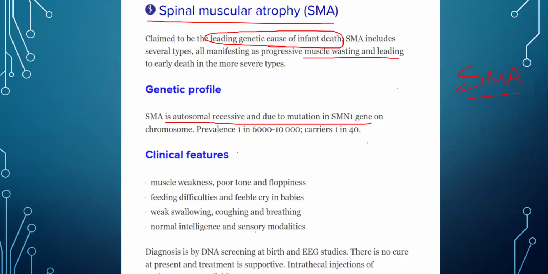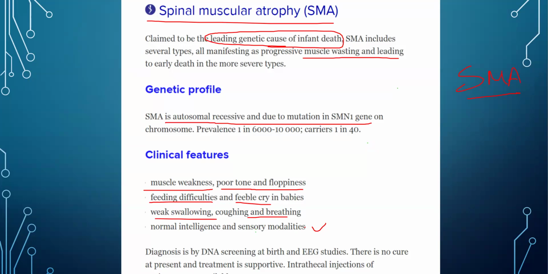The child will have progressive muscle weakness, poor tone, so hypotonia and floppiness. One of the commonest causes of floppy baby is SMA. Because their muscle strength is very weak, they have difficulty with feeding, very feeble cry, and weak swallowing, coughing, and breathing. But they have normal intelligence and sensory modality. So their sensation is fine. They are intelligent like any other child.